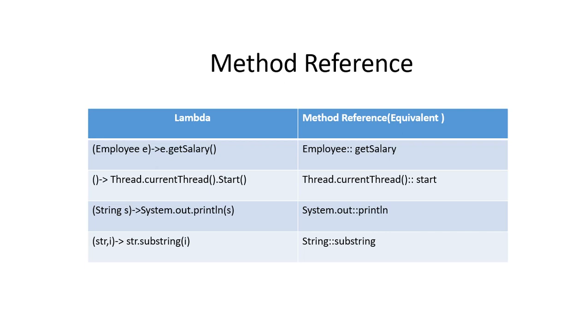In the same way, consider System.out.println, where we pass the object and it prints the object. We can convert this to System.out double colon println. This is the way we write a method reference.